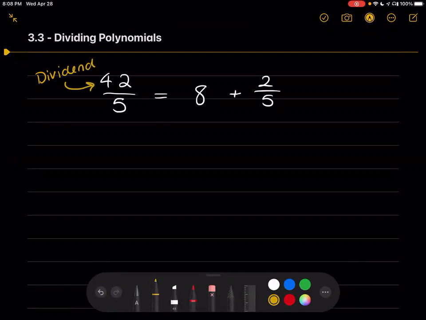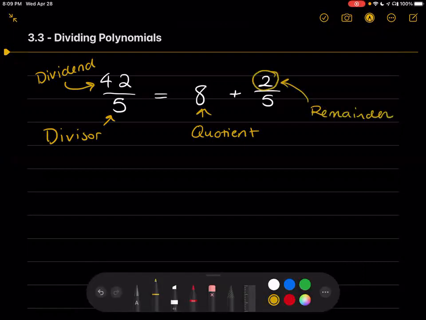Right there, that's the top number, and the divisor is the one on the bottom. And then on the other side of the equal sign, we have the quotient, and then the remainder. The remainder is the number on top. It's the 2, not the 2/5.